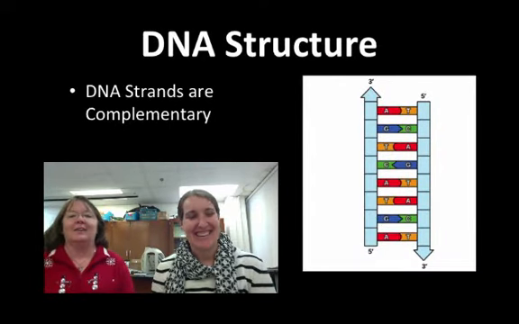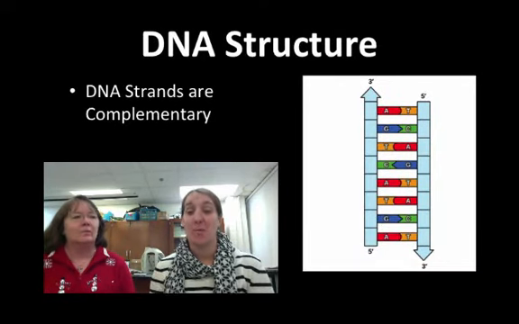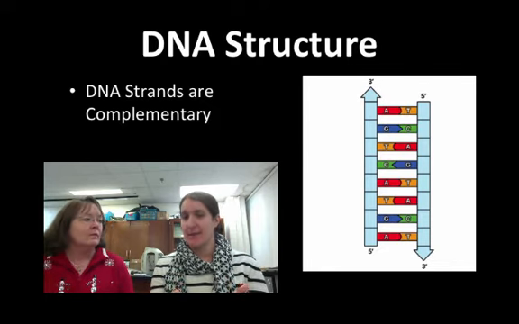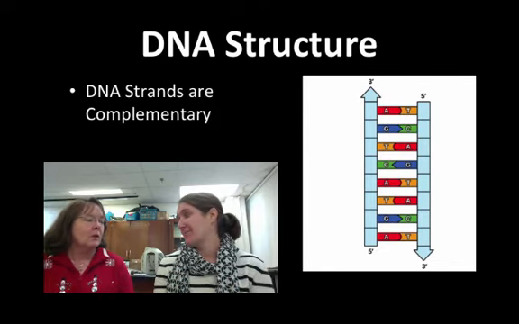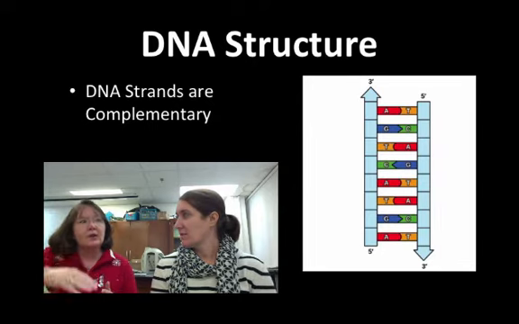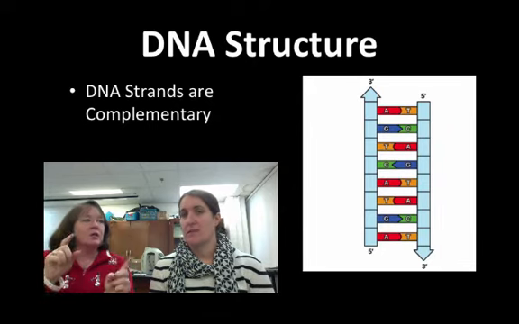All right, so the DNA strands are complementary to one another. So each side is not exactly the same, but complementary. So what does that mean? Well, we said A bonds with T, or adenine and thymine, and guanine, G, bonds with C, cytosine. So when you look at it on the strand, you'll see them A equals T or G equals C.